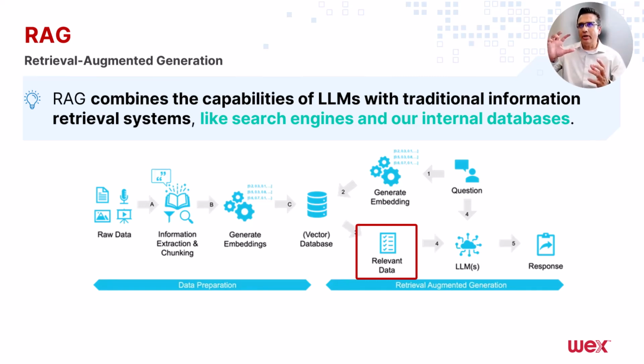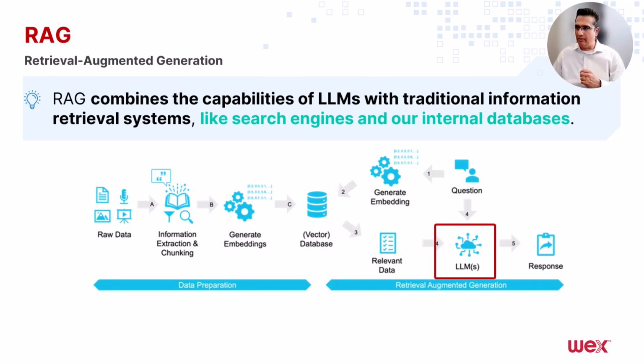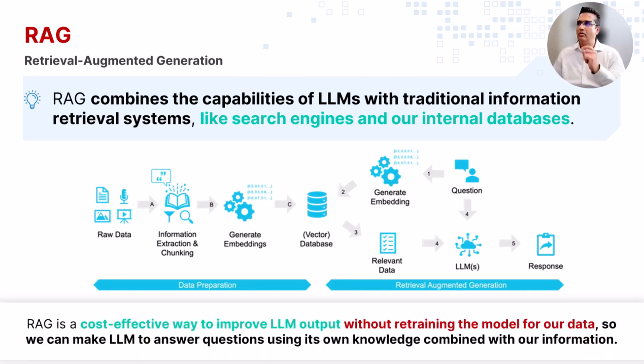So prompt has a question, and with the prompt, we provide more context using the chunk that is information from our organization, and that is passed on to the LLM. That goes to LLM. LLM has its own intelligence. So LLM uses this context from our documents, its own intelligence, and provides a very intelligent response to the user. That's what RAG does. So at high level, RAG is a cost-effective way to improve LLM output without retraining the model on our data.